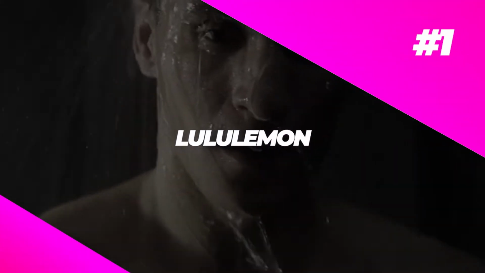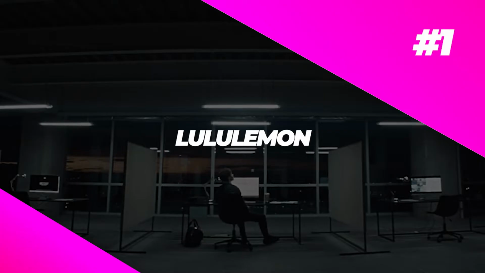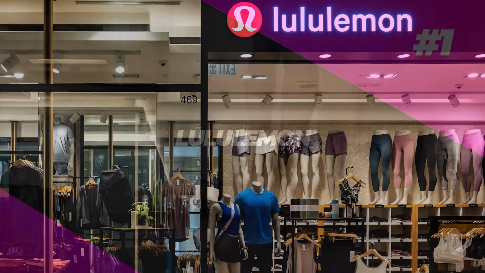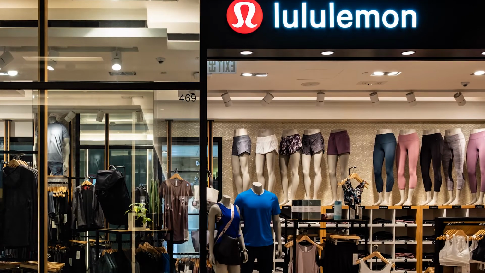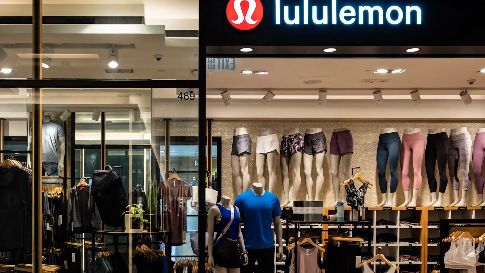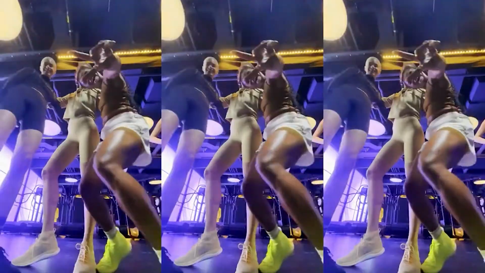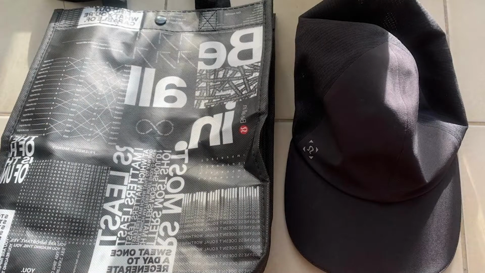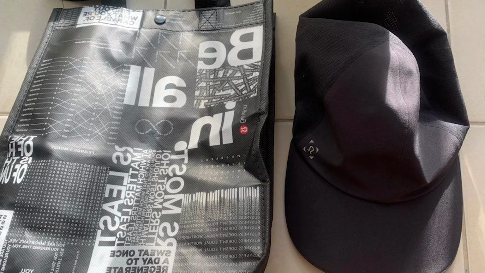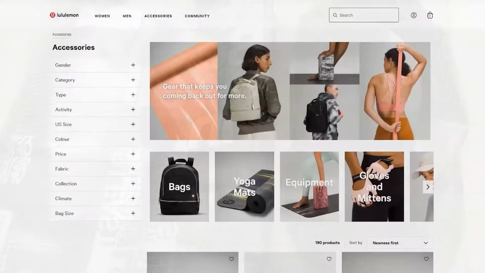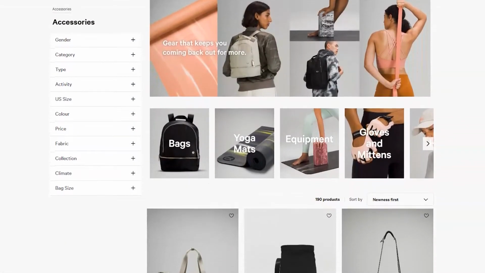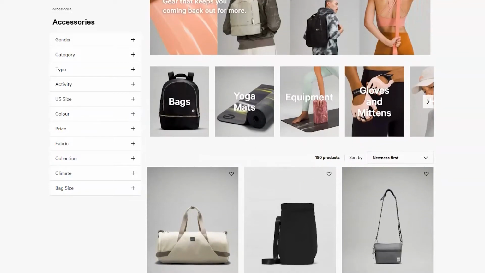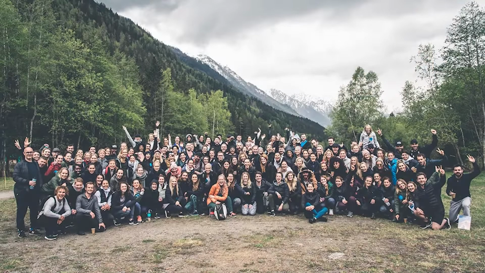Number 1, Lululemon. Lululemon is a popular athletic apparel brand from Vancouver, known for its high-quality, stylish workout clothes designed for workouts such as yoga, running, boxing, to name a few. They expanded their product line into accessories such as bags, hats, and more, and boast a strong following of wellness-minded people.